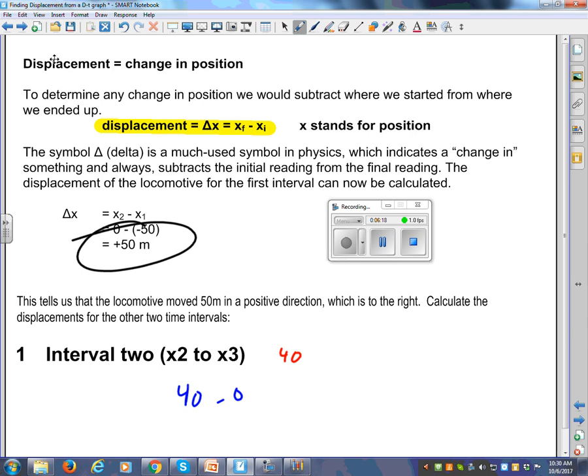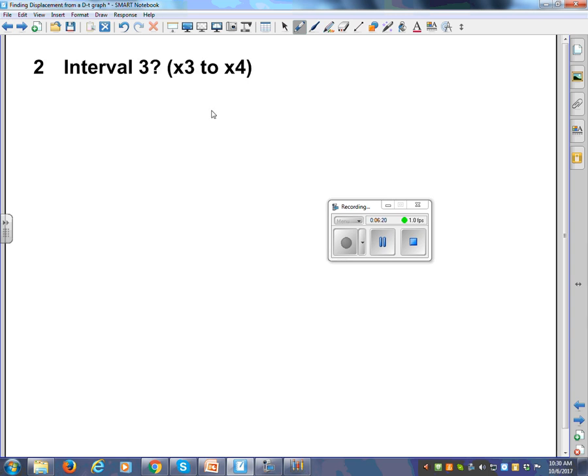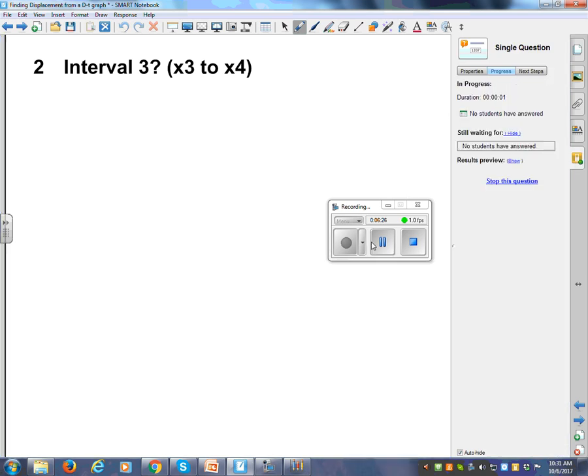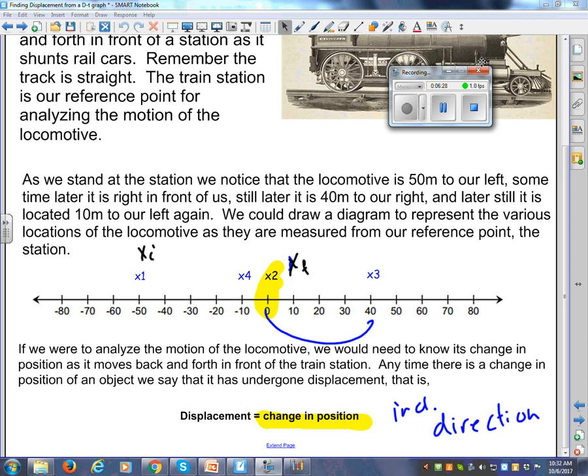Okay, right? All right. What about from x3 to x4? Let's get this one right. You can also just look at the picture. I'll do it right here. From x3 to x4. Is it not 50 to the left? Right?